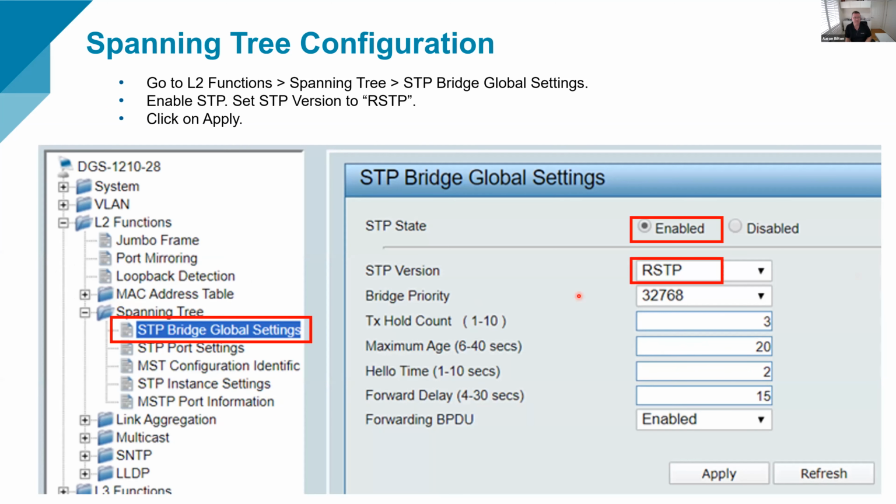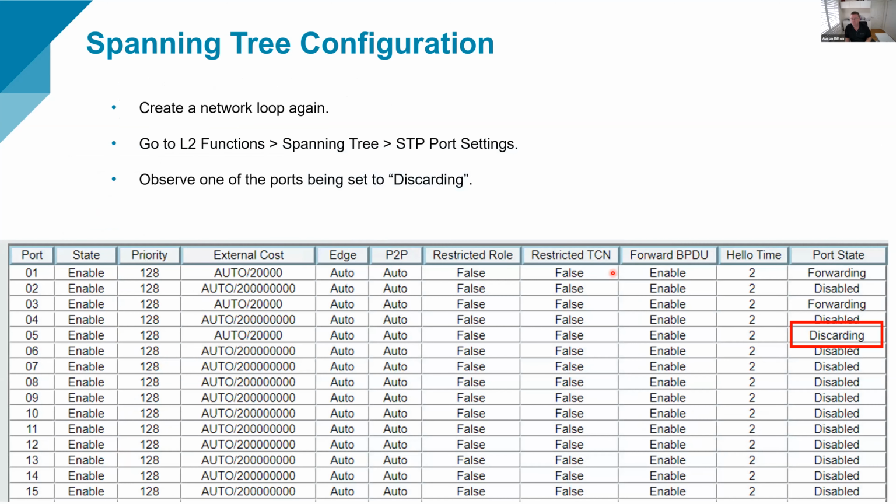So we log into the switch. Layer 2 functions, because it's a layer 2 function. Spanning tree, bridge global settings, and we turn it on, and we select rapid, and we hit apply. Then we create the loop. When we do, we will see the looped port physically change from forwarding to discarding. That's how you know that port is physically looped. That's using STP. I will do this as well and show you live.